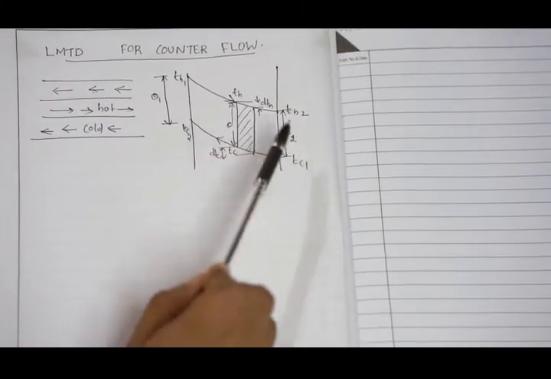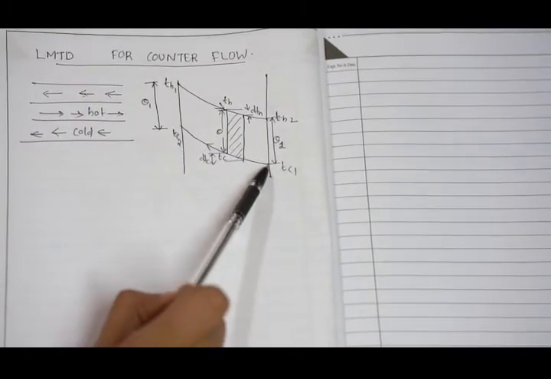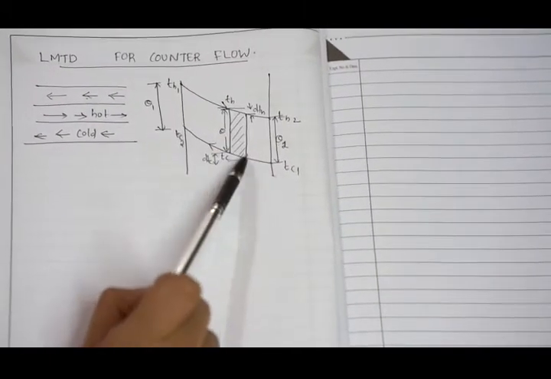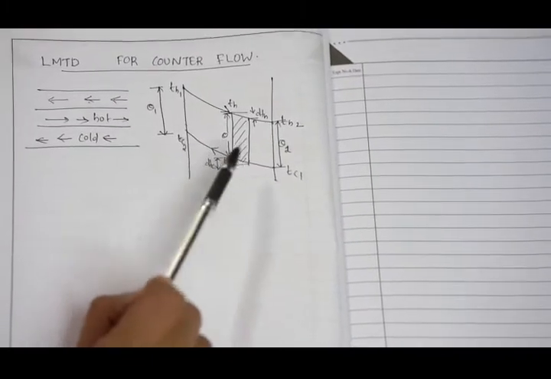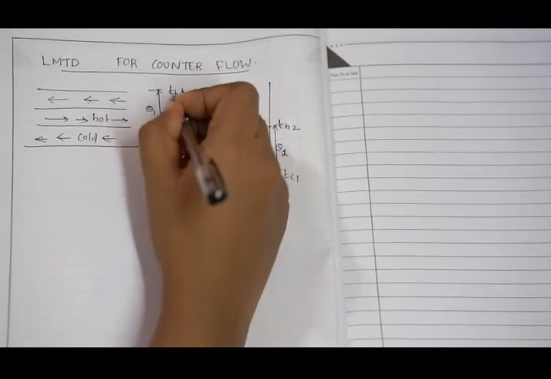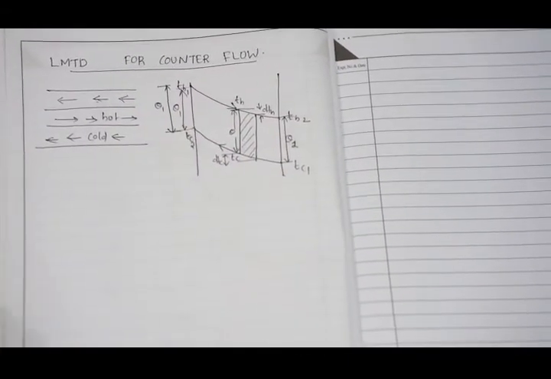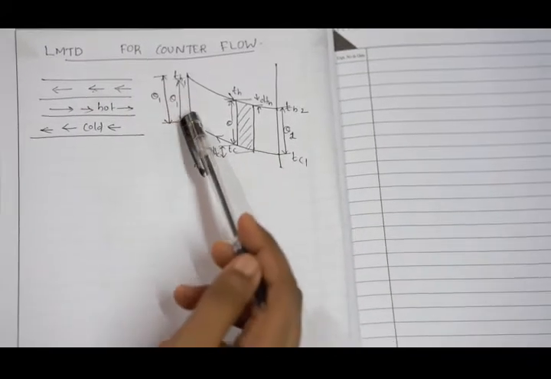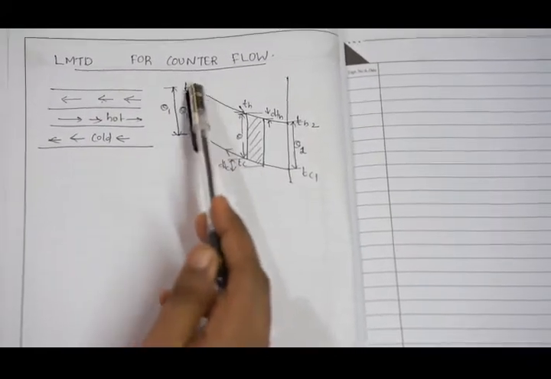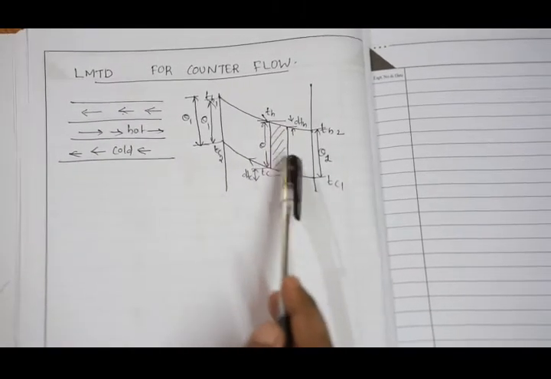Unlike parallel flow, TH2 minus TC1 is theta 2. Here is the inlet of the cold fluid, because both the fluids travel in opposite directions. So here TH1 minus TC2 is theta 1. In the case of a parallel flow heat exchanger, TH1 minus TC1 is theta 1. Here TH1 minus TC2 is theta 1, and we are considering a strip.